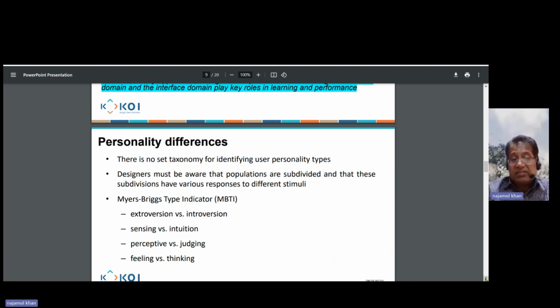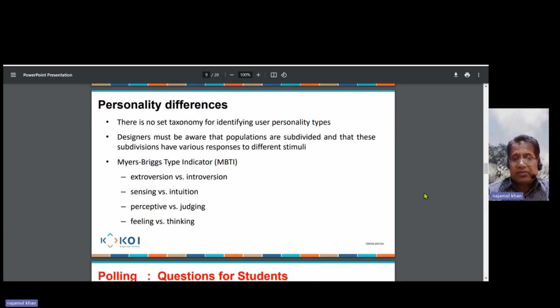We're also talking about sensing and intuition, perception and judgment, and feeling versus thinking. These are very important personality differences. These are the key personality traits which play an important role from the design perspective as well. We're talking about designers who are making designs, but at the end of the day, it's up to the users and the type of people they are, and how they will perform with those interface designs. Okay, let's keep moving, we've got a few more slides to cover here.